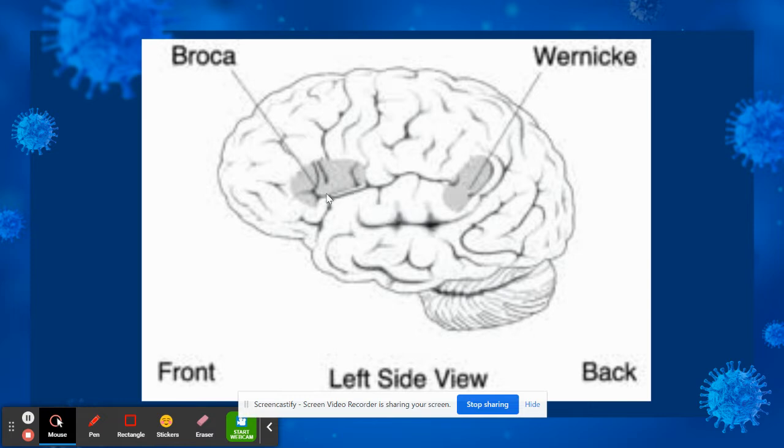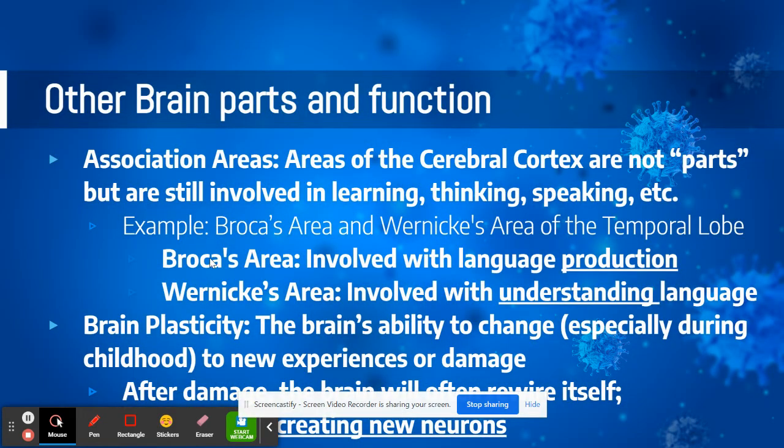I think I have a picture of each one here. It's not a great image, but it is on your left temporal lobe here. Wernicke's area is in your left temporal lobe, and Broca's area is right where the left temporal lobe meets the left frontal lobe. So Broca's area is involved with language production, Wernicke's area with language understanding.